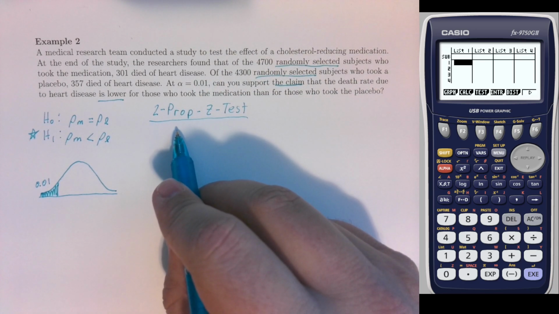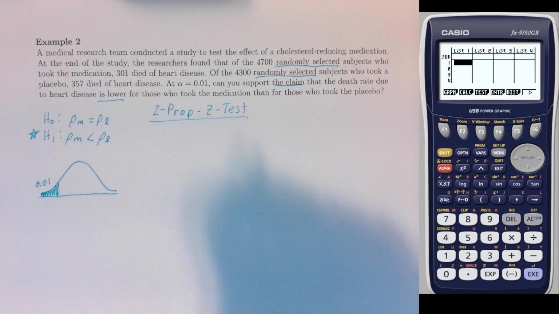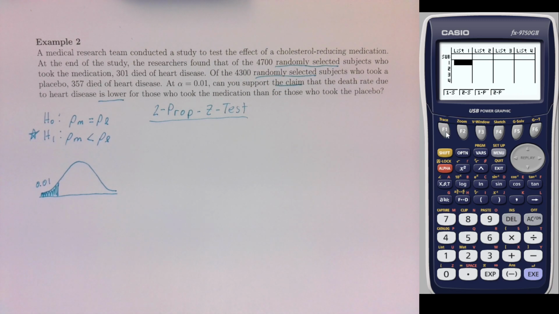Next, we need to calculate our test statistic, and we do that with the calculator. So again, I'm using a Casio calculator. So I go to test, z, 2p. First, I need to type in the alternative hypothesis, which is less than.